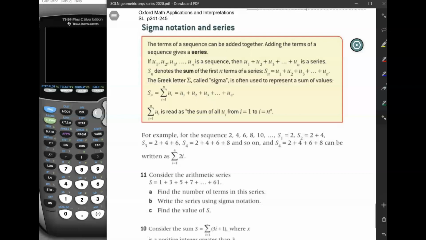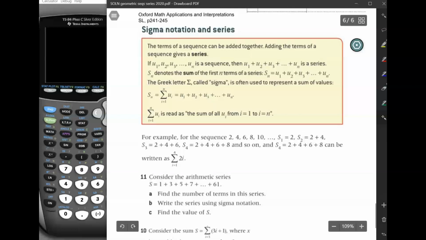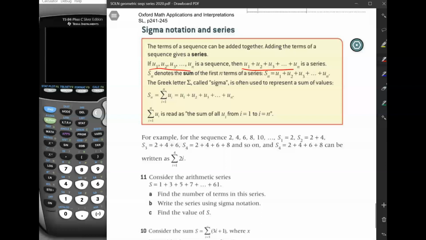So what is the difference between a sequence and a series? A sequence is a bunch of terms not added together, and a series is a bunch of terms added together. Do you see that the U1, U2, U3, they're common in both? It's just that in a sequence they're separated by commas, and in a series they are separated by addition signs because you're going to add them together to form a sum.